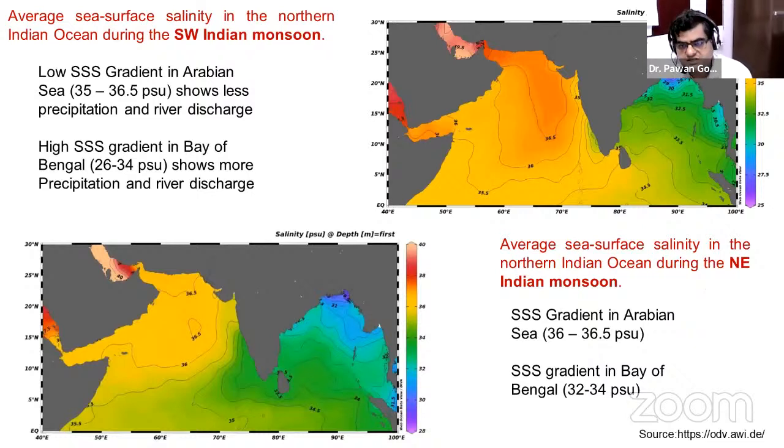But in contrast, we have very high salinity variations in the Bay of Bengal rather than in the Arabian Sea, because we have so many rivers there: Ganges, Brahmaputra, Irrawaddy, Mahanadi, Krishna, Godavari. So much water influx is there, which makes salinity go down.